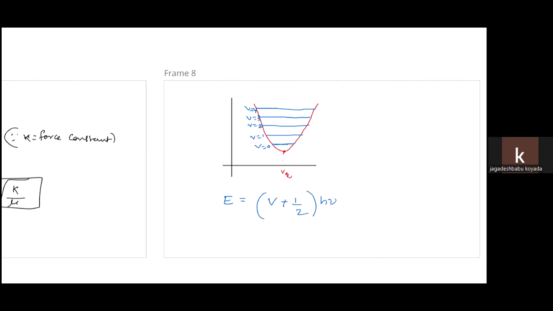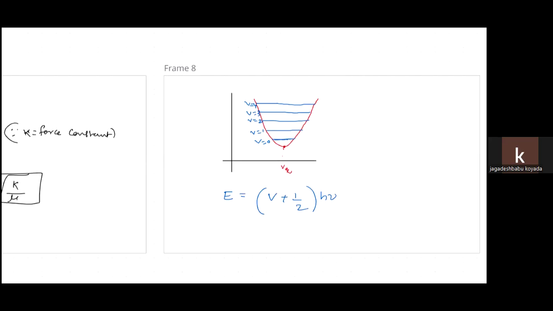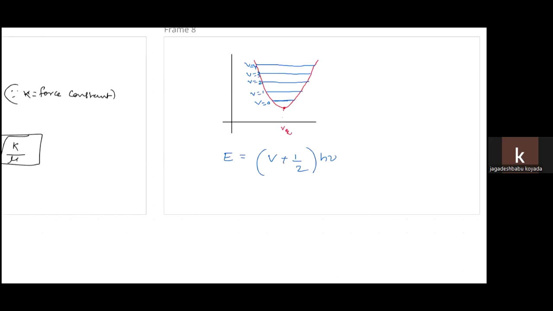So what are the units for energy? h is equal to 6.627 into 10 to the power of minus 34 joule seconds. Similarly, frequency is in hertz, or per second. So these two mutually cancel, so the unit for energy is joules.